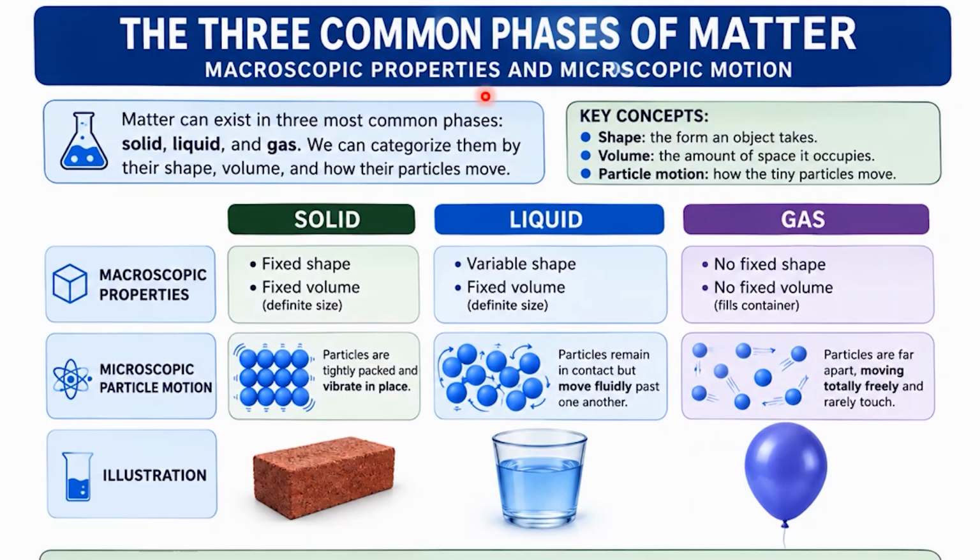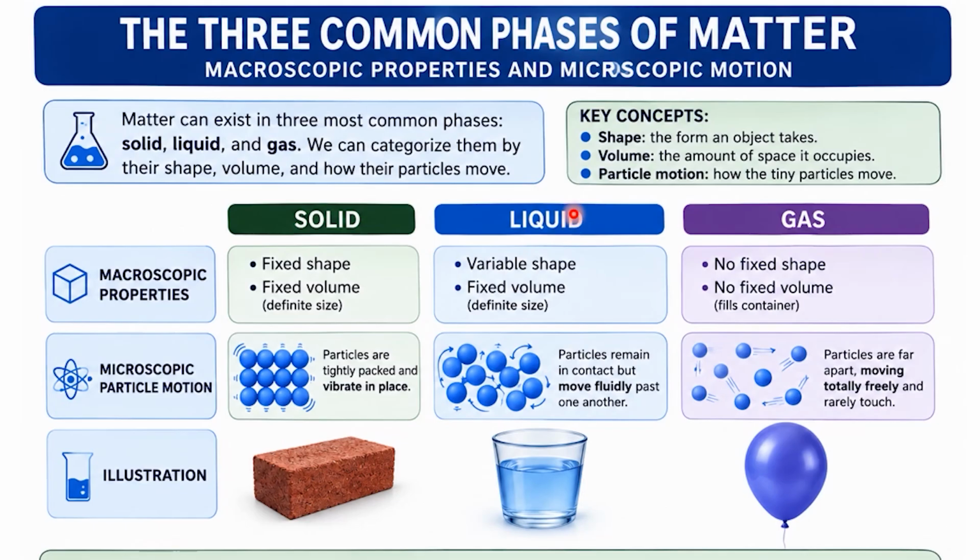Now, it's incredibly useful to categorize the 3 most common phases of matter based on their macroscopic properties, specifically their shape and volume, and crucially, how their microscopic particles are actually moving. Take a solid, for example. It has a fixed shape and a fixed volume. And here's a fun fact. To be incredibly precise, even in a solid, the particles aren't perfectly still. They're tightly packed, sure, but they're constantly vibrating in place.